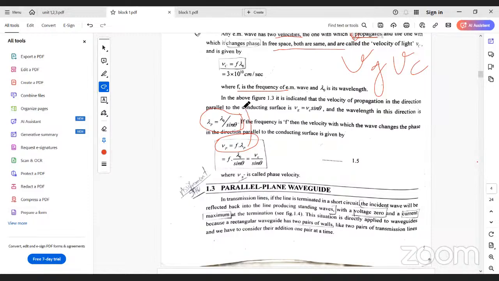And from the previous equation, what is lambda p? Lambda p is equal to lambda naught by sine theta. So f times lambda naught by sine theta. Velocity equal to frequency times wavelength, I am taking as Vc. So it is Vc by sine theta. So what we calculated? We calculated propagation velocity Vp equal to velocity in free space by sine theta. Just this is short questions. We will use these equations in the essay question substitution part.